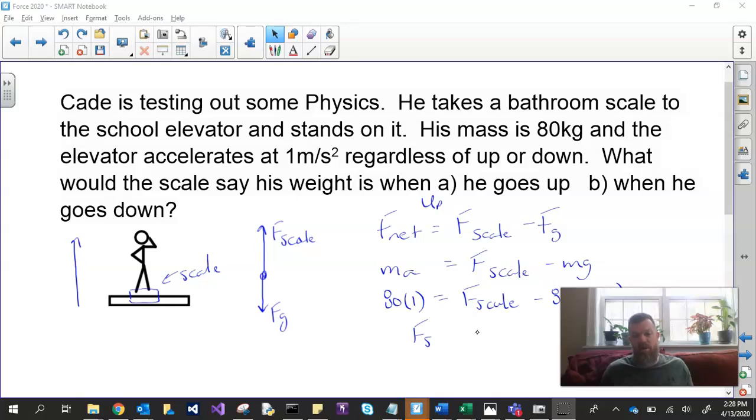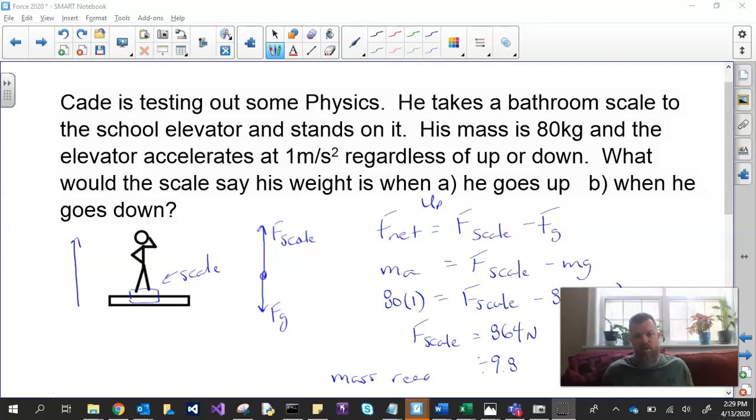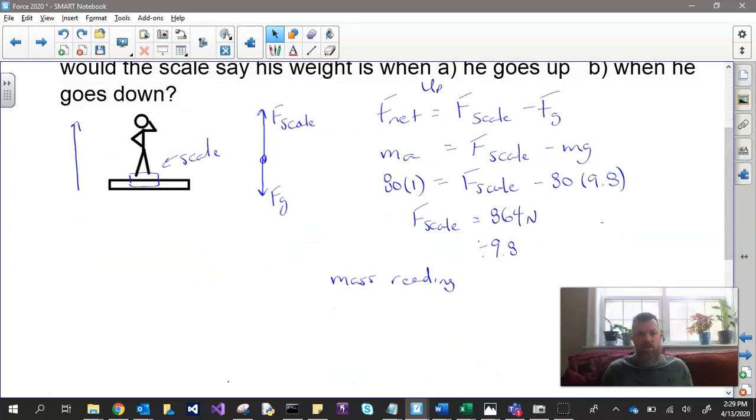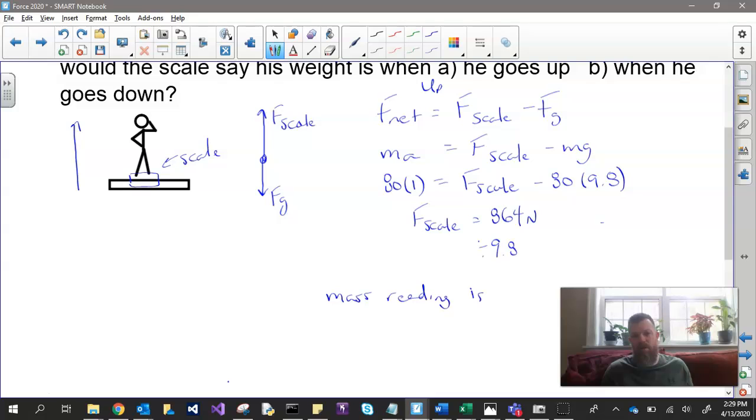So when I work this out, I've got my numbers in there. So the force of scale works out to be 864 newtons. But because it's not going to read in newtons on a bathroom scale, it's still the same conversion. So we still divide by 9.8, and we would get the mass, not his actual mass, but the mass that it reads. The mass reading, in this case, is 88.16 kilograms.